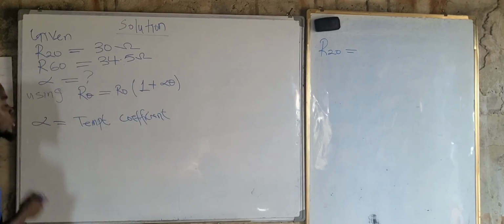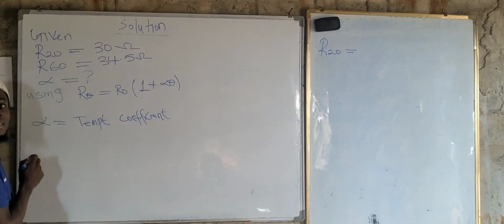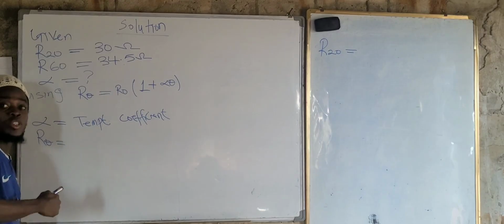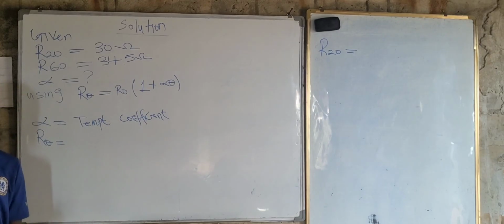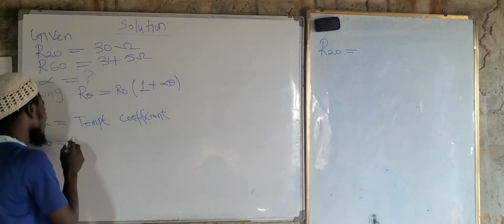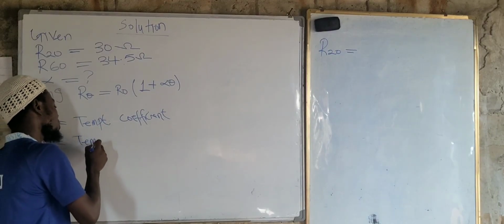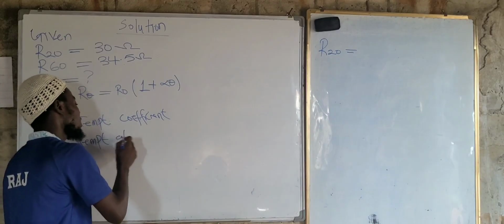Good. Next, what do we have here? You have theta, right? R theta here is the resistance at temperature theta. Theta is always for temperature in this case. Anywhere you see theta, the temperature given to you in the question is what you're going to substitute into the equation. Are we alright?